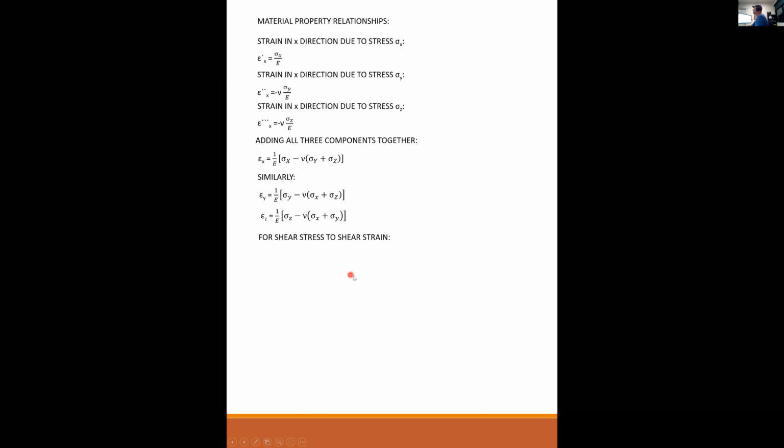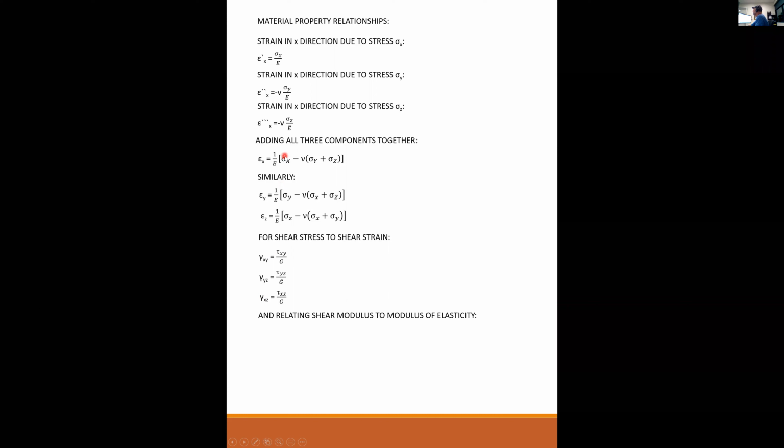Okay. For shear stress to shear strain, gamma xy is the shear strain. Gamma xy is equal to tau xy over G. So we learned this early on in the strain section of the course. And gamma yz is tau yz over G, gamma xz is tau xz over G. So these are the three primary directions.